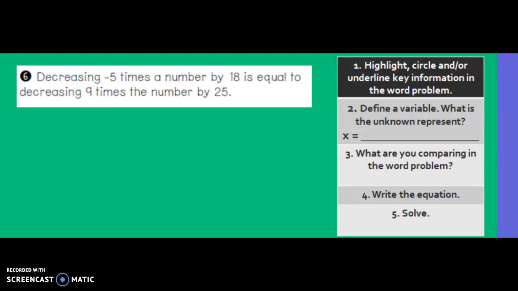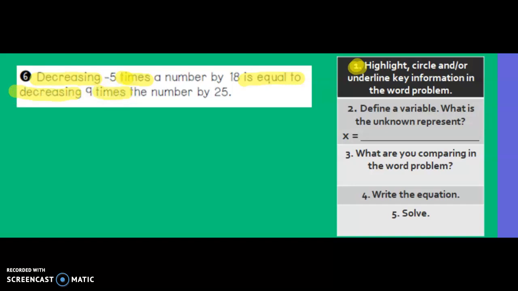This problem says decreasing -5 times a number by 18 is equal to decreasing 9 times a number by 25. So let's go ahead and do step number 1, highlight the key words. You should have highlighted decreasing, that means subtraction, times means you're multiplying, is or is equal to means equals, and again there's another decreasing and times.